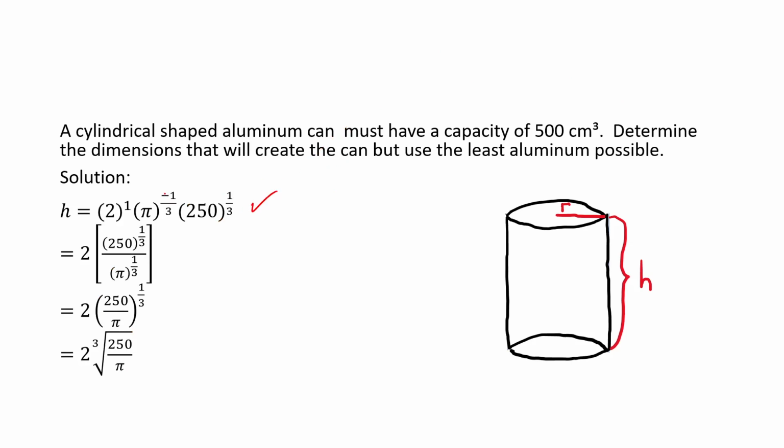Well, we know that we can make a new fraction where 250 to the 1/3 is in the numerator, and we can put pi to the positive 1/3 in the denominator. So we've got 2 times 250 to the 1/3 over pi to the 1/3. Well, this is the same as saying 2 times 250 over pi to the exponent 1/3. Now, that's like saying 2 times the cubed root of 250 over pi. So we've now got a value for h.